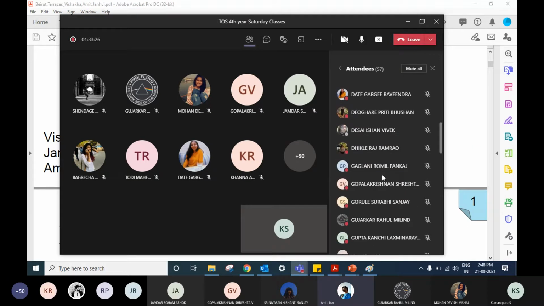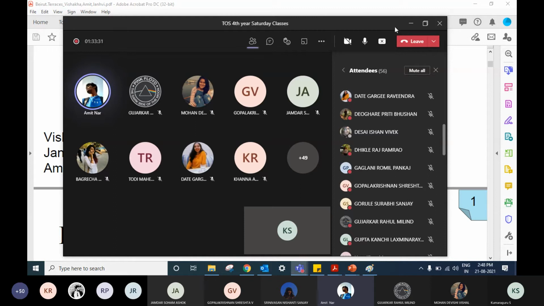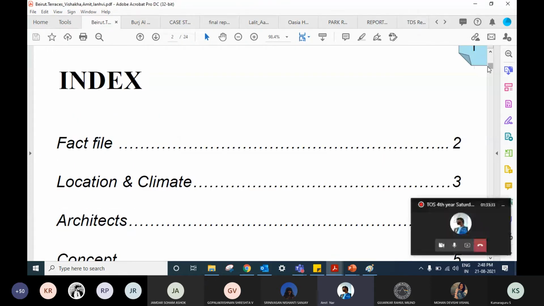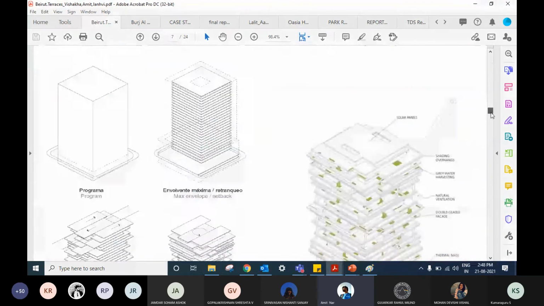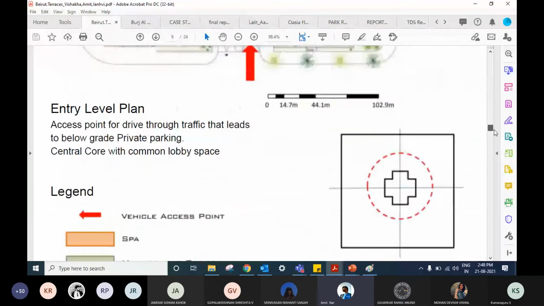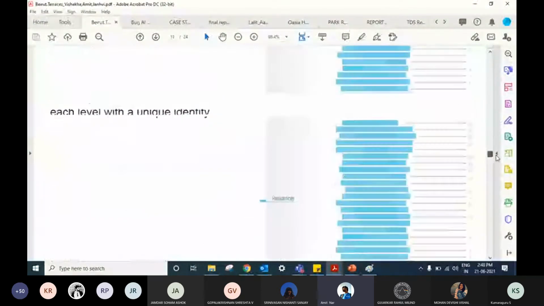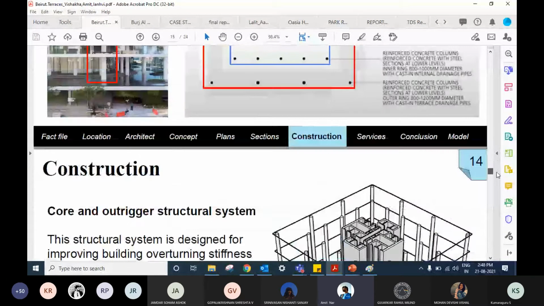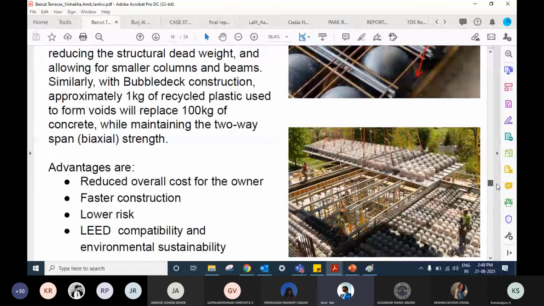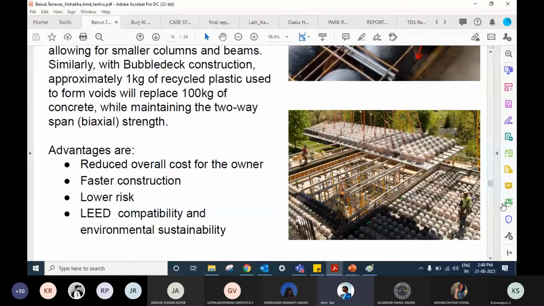Hello. Yeah, Amit. I think maybe because it's a very tall structure and it works on a module system. So each floor has the same alignment, but with different orientations of the rooms. So it's a 27-story building. So to reduce the waste, they might have opted for this bubble decking system.